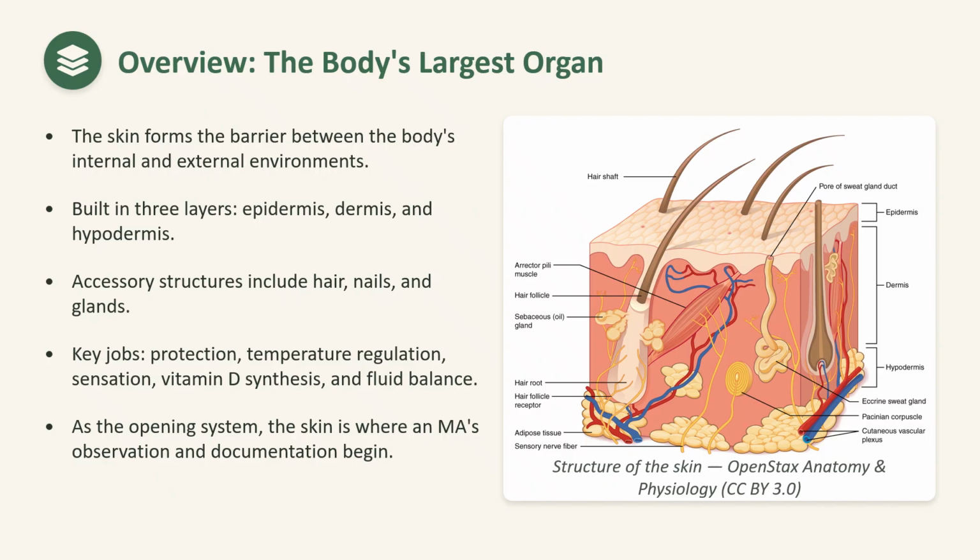Growing out of these layers are the accessory structures, hair, nails, and glands. They aren't separate organs, they're specialized products of the skin. Functionally, keep 5 jobs in mind: protection, temperature regulation, sensation, vitamin D synthesis, and fluid and electrolyte balance.